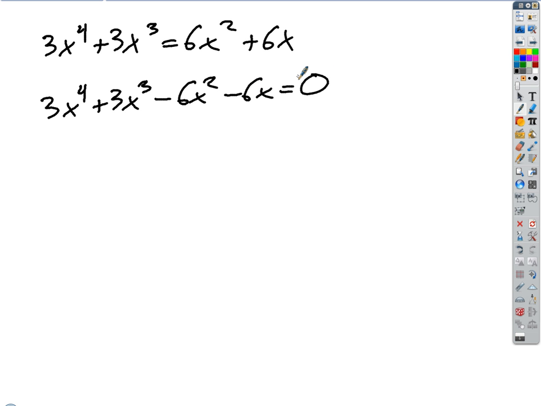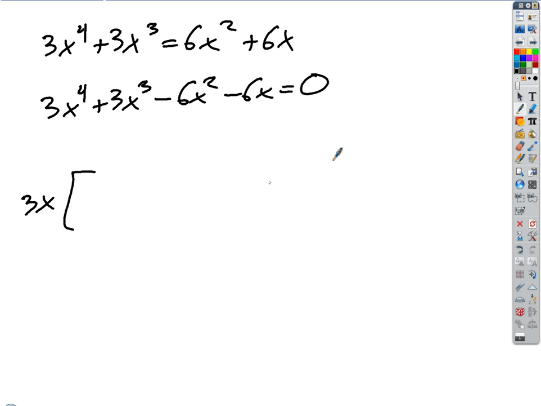Okay, now I want you to notice this is an equation. If I were telling you that you had to factor this thing, what would you do next? You can factor out a 3x, can't you? There's a greatest common factor that you can pull out front. If I factor out a 3x, what am I left with?